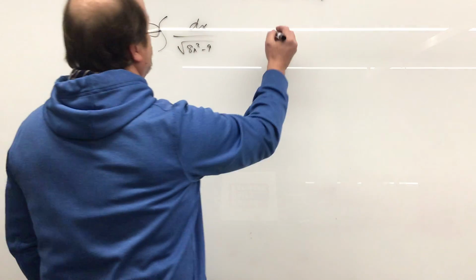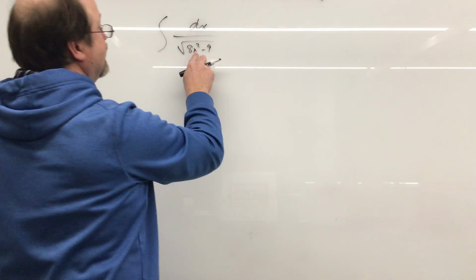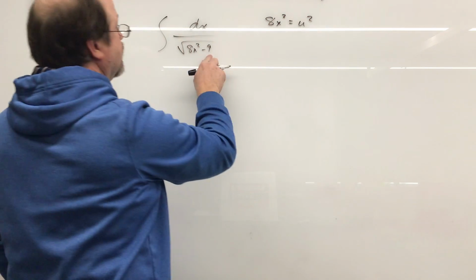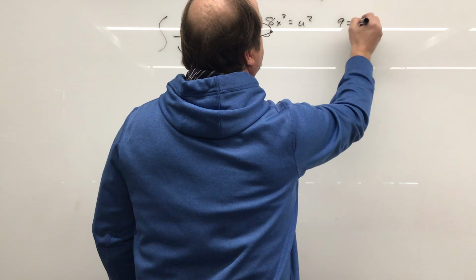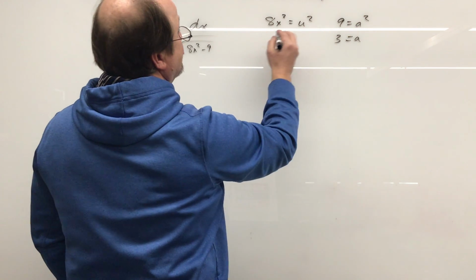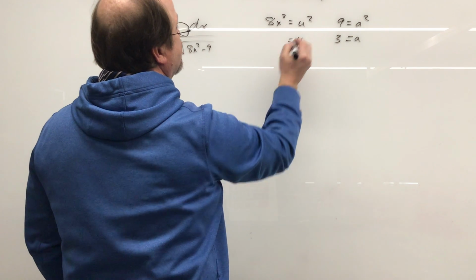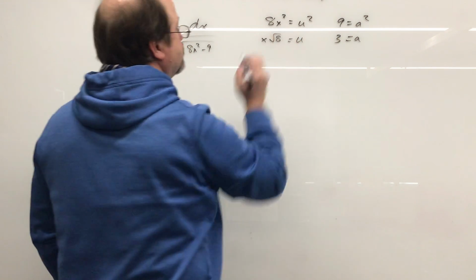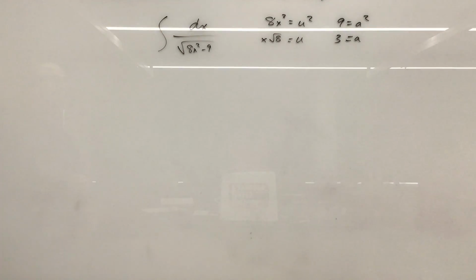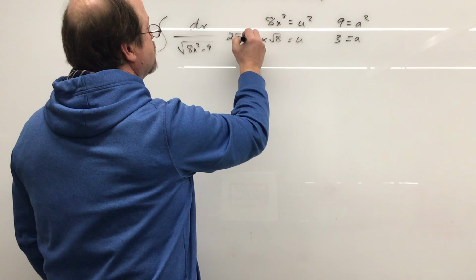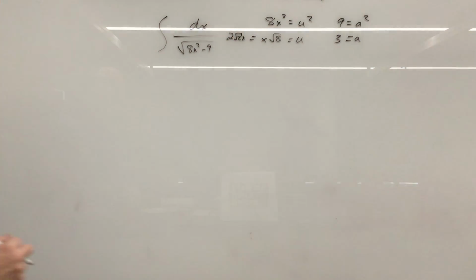I need to get it in the right form, so I say, well, I would like this 8x squared. I wish that was just u squared. I would like that 9 is a squared. Tells me a is 3, and tells me that u is x times the square root of 8. We could say that's 2 radical 2x as well. Doesn't really matter for purposes here which one of those we do.